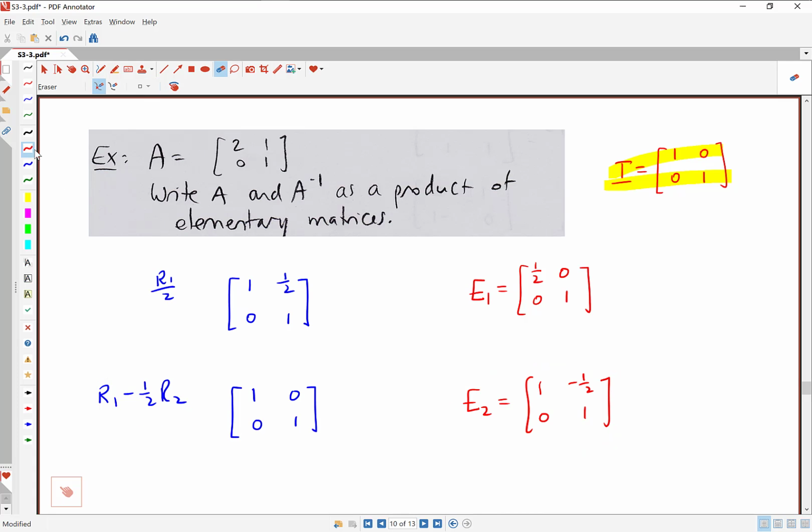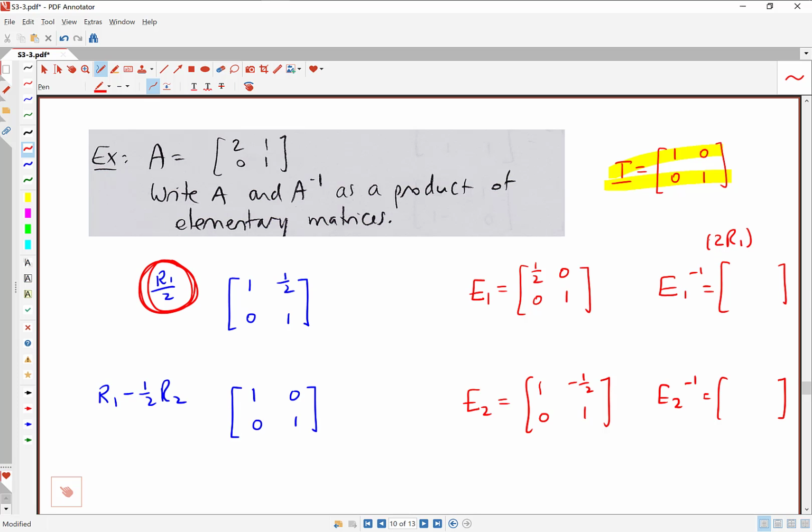Now the other thing we're going to need to answer the question is the inverse of these matrices. So we're going to need E1 inverse and E2 inverse. Sometimes what people will do is they'll just calculate the inverse, using our formula for a 2 by 2 inverse. And that's fine, but maybe it's a little time consuming. A more conceptual way to do it is to think about how would you reverse the row operation. So if our operation is row 1 over 2, the operation that would reverse that is 2 times row 1.